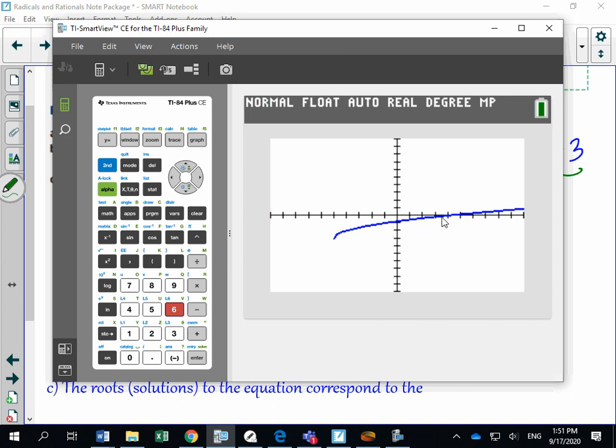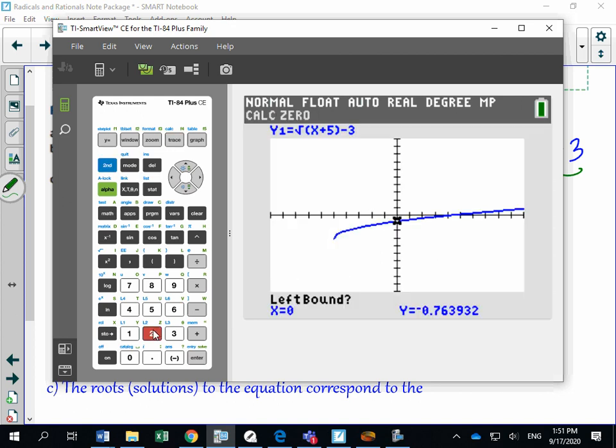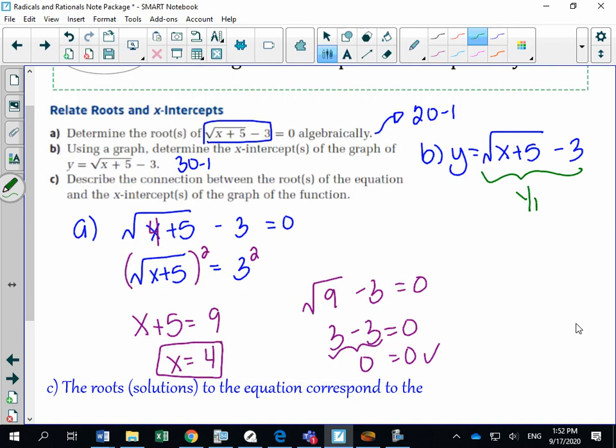So the 0 is where our radical cuts the x-axis, the x-intercept. So second function, calculate, we're looking for a zero. And the x-intercept is right about here, but it says to go left of the 0, so you want to go below the x-intercept. And then I want to be above the x-intercept. Enter, hit enter again, and I've got x is equal to 4. So I've confirmed my solution, x is equal to 4.